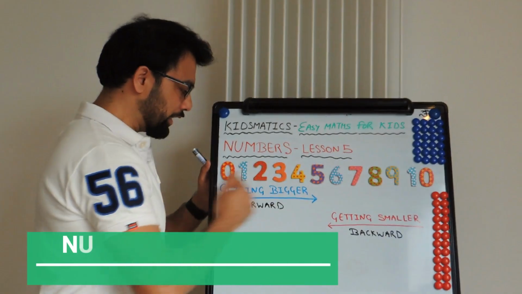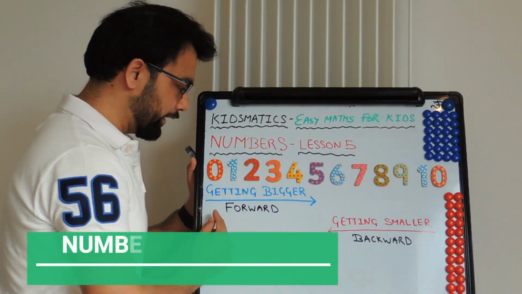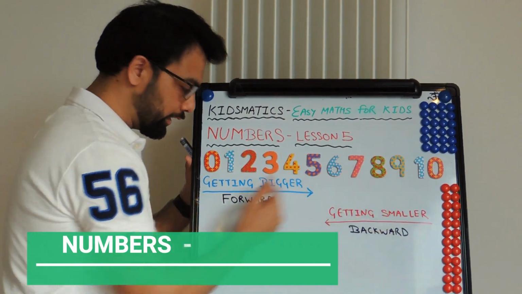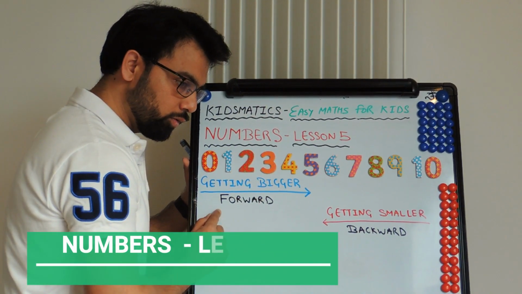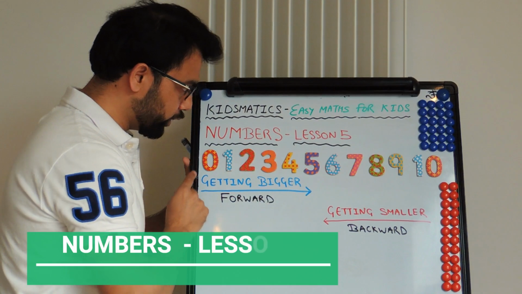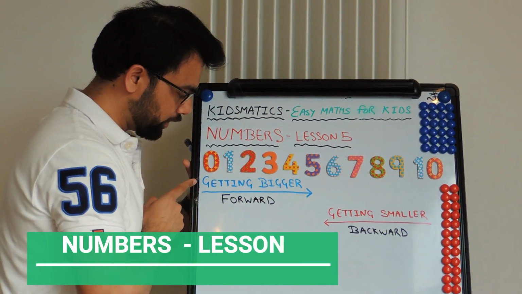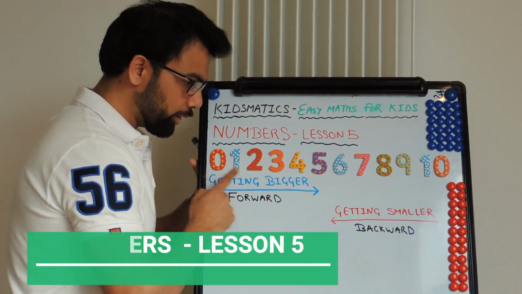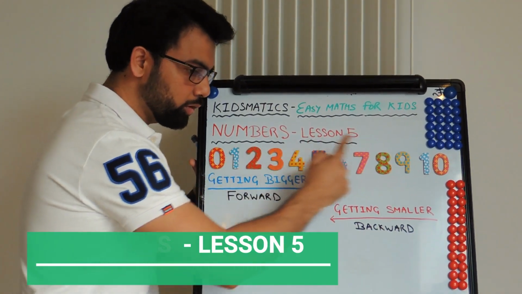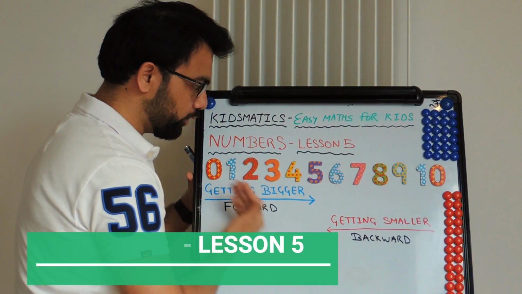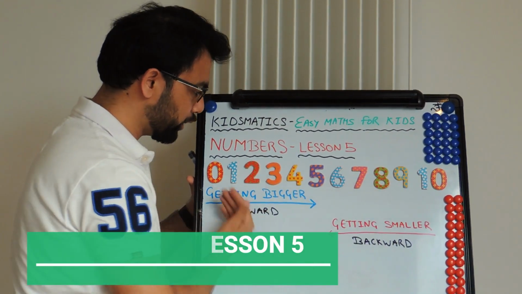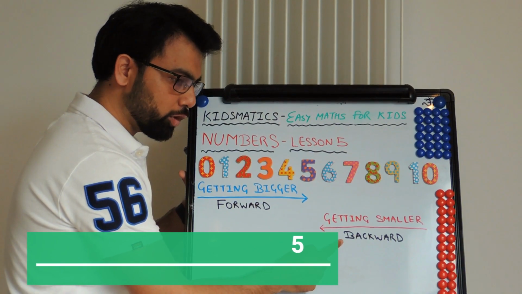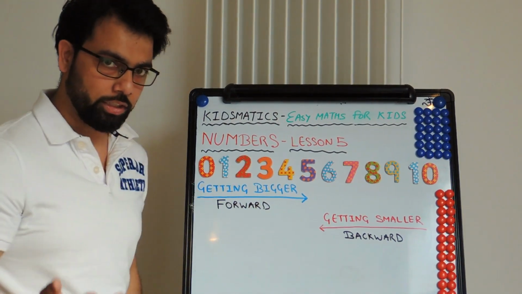So we have these numbers starting from 0 going until 10. When we move from 0 to 10, what order is this? Forward. When we move from 0 to 10, we go from smaller to bigger. We keep getting bigger as we move from 0 to 10. And when we come back from 10 to 0, what happens? Getting smaller. And we come back in which order? Backwards.